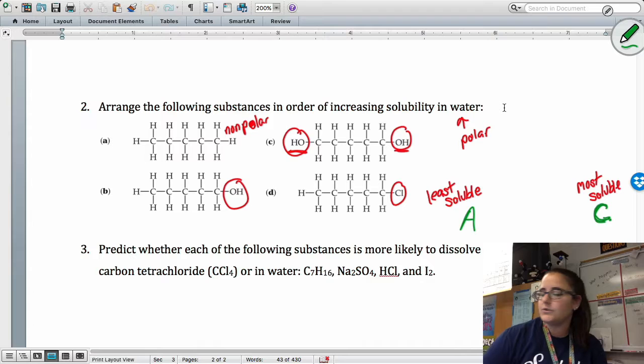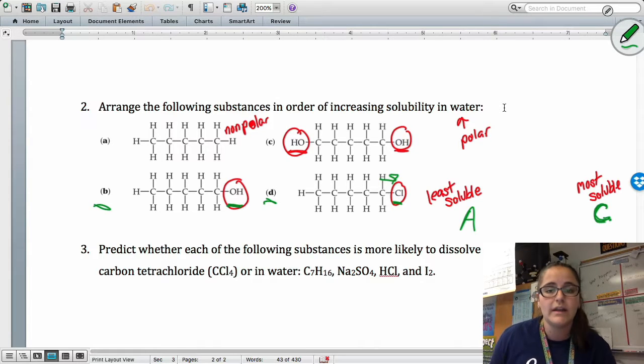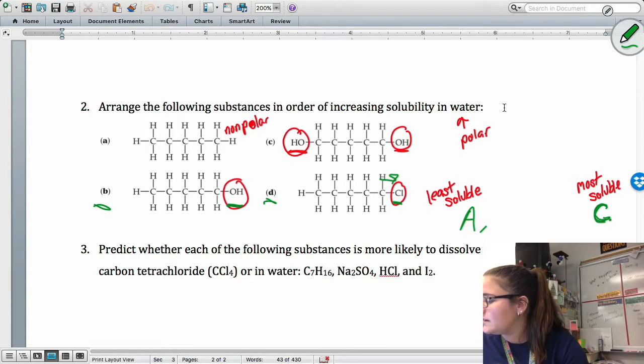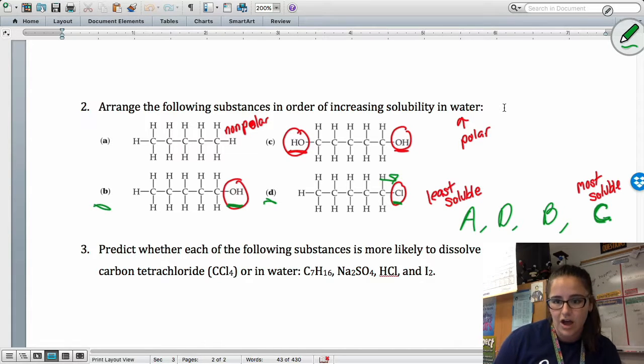Now we're left with B and D. B has that OH group that can hydrogen bond, where chlorine isn't quite the same. While chlorine is polar and it's going to have a dipole moment toward that chlorine, it's not hydrogen bonding, so that interaction with the water is going to be a little bit weaker. So D is going to be weaker than B. More interaction with water means B is going to be better able to dissolve.